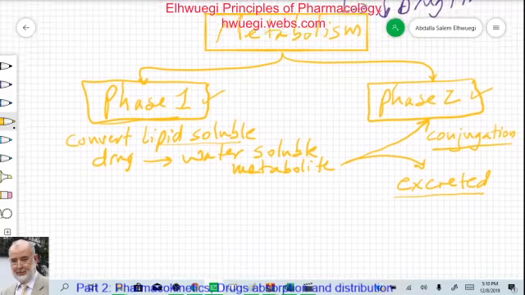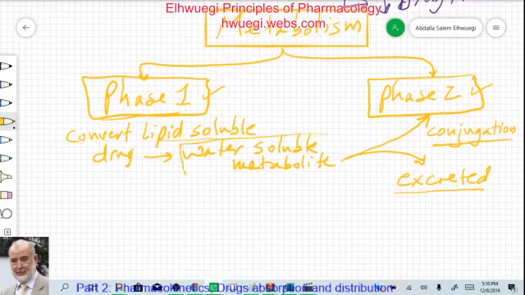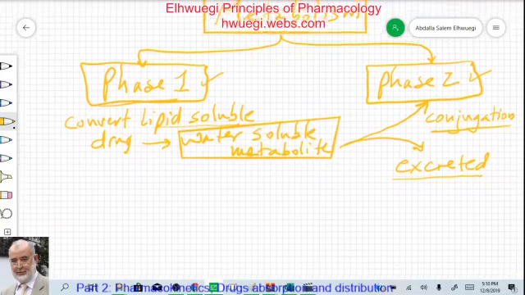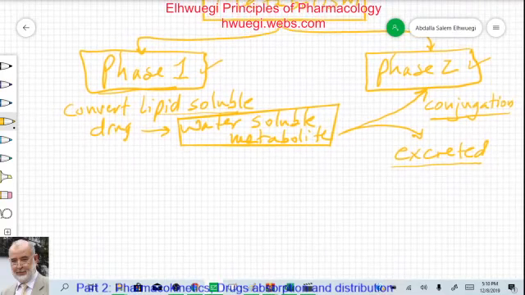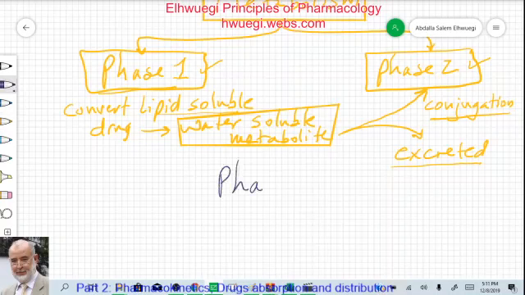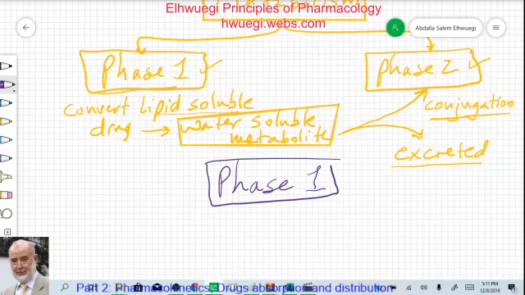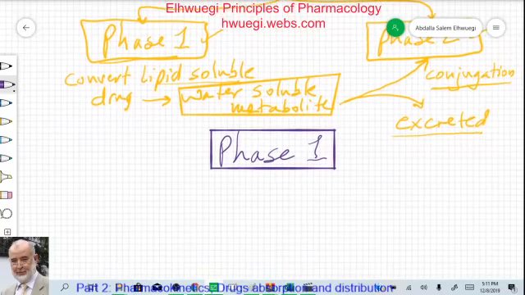So, how are drugs converted to water soluble metabolite? I mean, the stages of phase 1. There are 3 different mechanisms. Phase 1 is composed of 3 different mechanisms which convert the drugs to water-soluble metabolite.